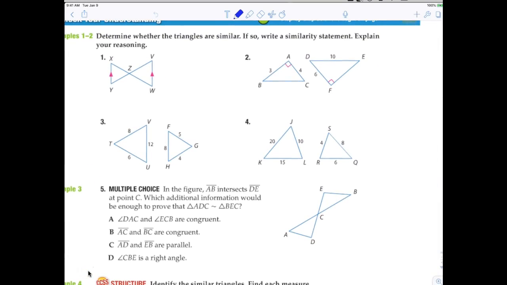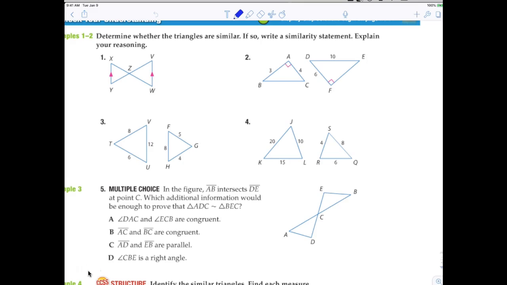All right. And so yesterday, like I said, we were given that they were similar, and then you had to tell me the corresponding parts. Now your job is to determine whether or not the triangles are similar. There are just two rules for similarity between triangles. The first rule is if two angles of a triangle are congruent to two angles of another triangle, then the triangle is automatically similar.